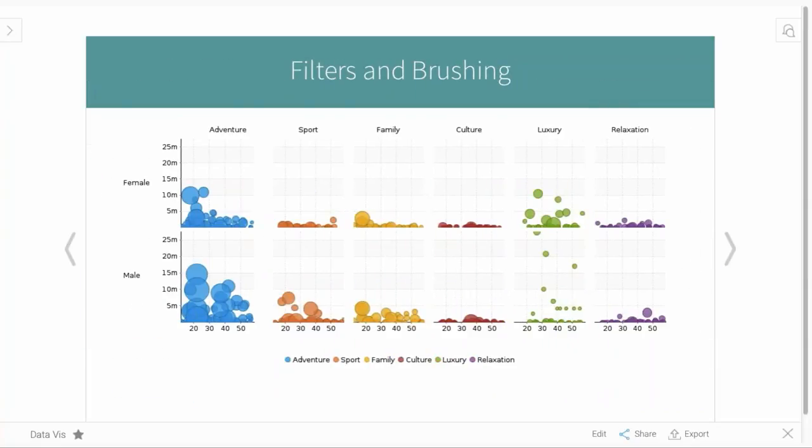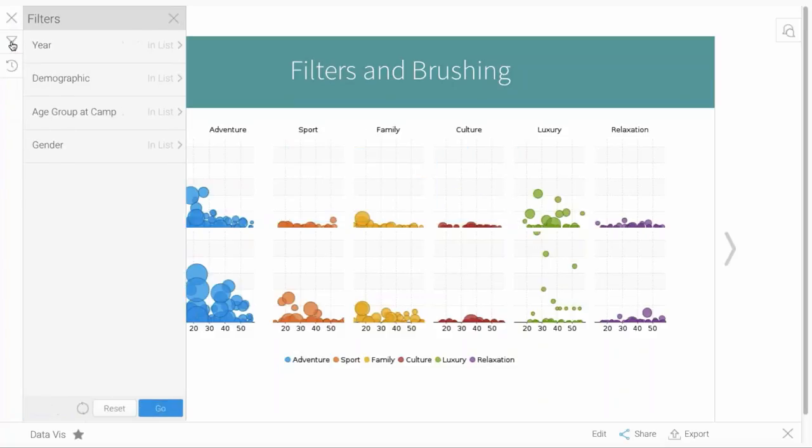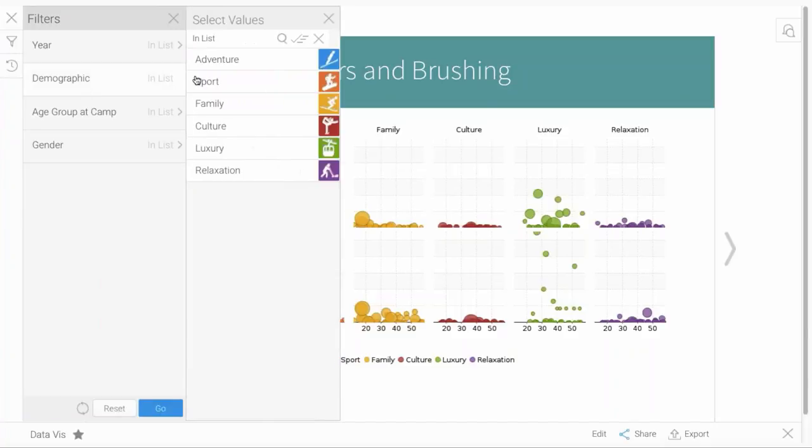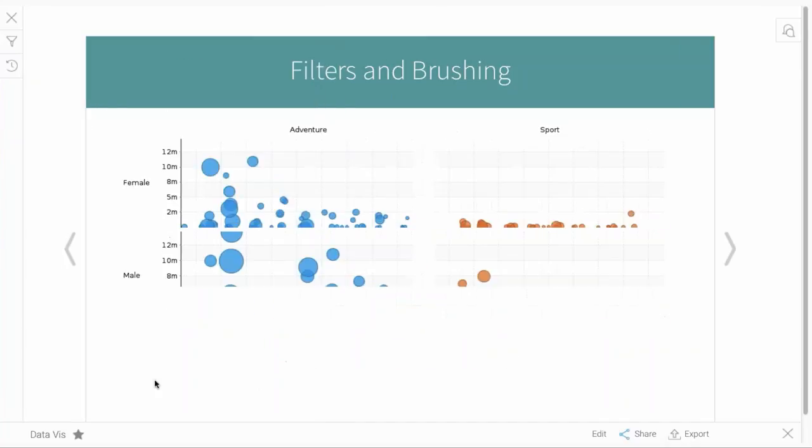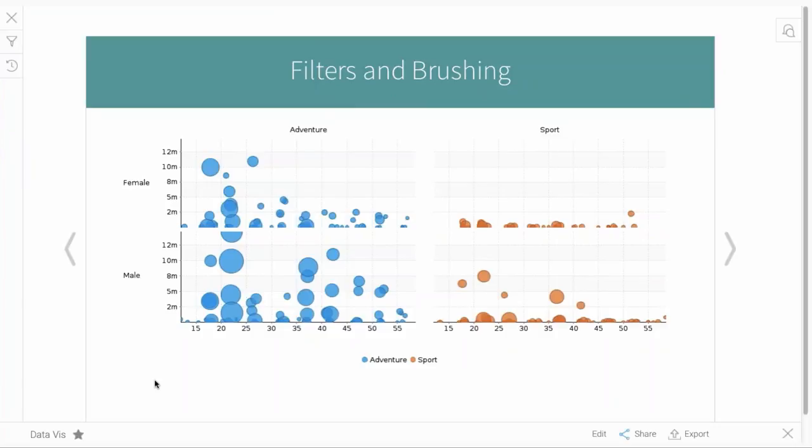Filters. So filters are another very popular interaction type. Make it very easy for people to include or exclude data. So Yellowfin filters are highly configurable. You can filter via brushing. You can also filter using filters that might appear above or below on a dashboard. So in this case, let's just say I wanted to filter by adventure and sport, and I apply that, then it's going to include adventure and sport and exclude the other areas there.